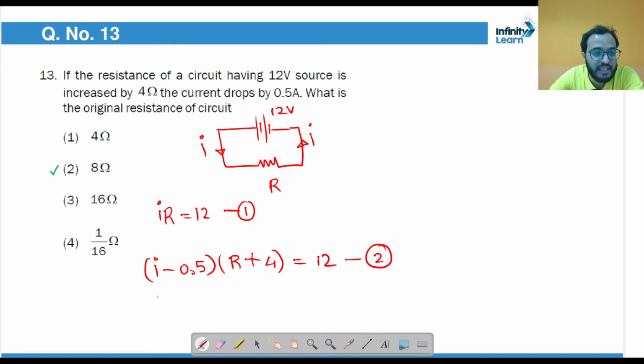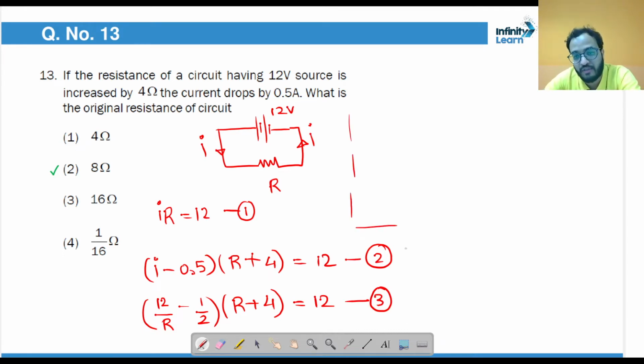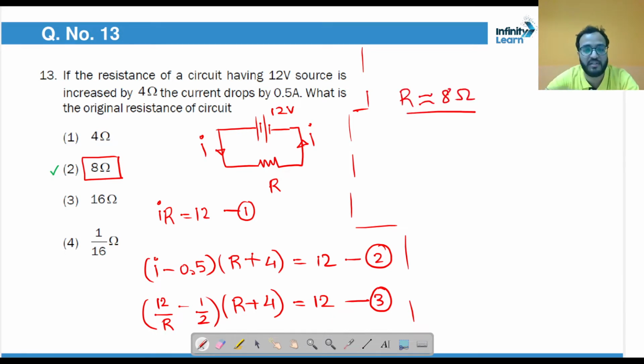You will say I is nothing but 12 upon R minus 1 by 2 into R plus 4 is equal to 12. Now this is your main equation. If you simplify it, you will get a quadratic, and when you finally solve it, you will get R equals 8 ohms. Got it? So after solving, you will get this answer. This is how it will work.